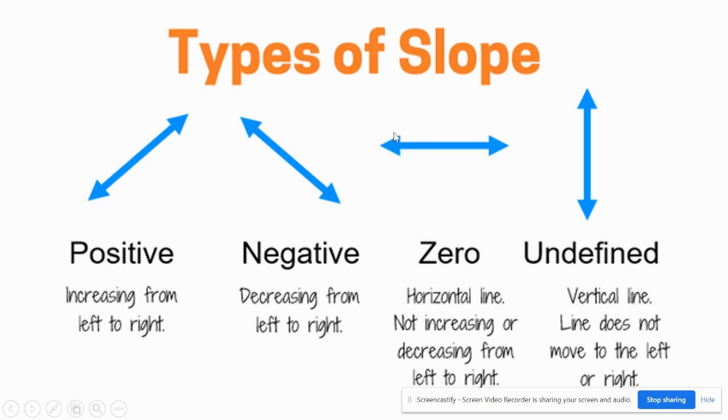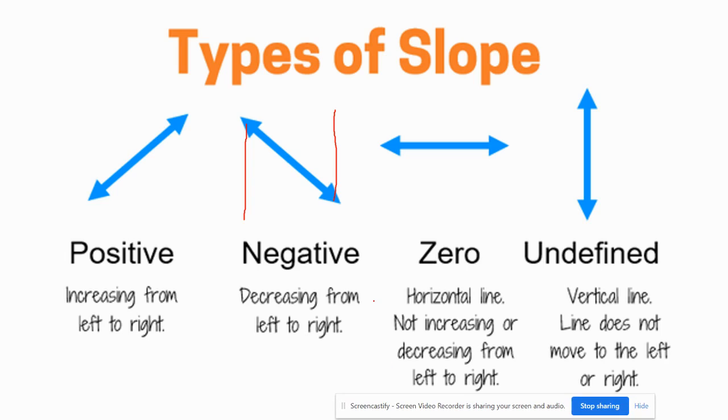Okay, so here are the visuals of the types of slope we can have. If it's increasing from left to right, it's going upwards like this, it's positive. If it's decreasing from left to right, it's going downwards, that's negative. I also like to think if you can create the letter N, it's negative. If it's straight across, 0. So a horizontal line, that means it's not increasing or decreasing at all. It's staying the same, it's just 0. And then a vertical line does not move left or right at all. That is undefined. So think if you can't walk up it or across it, it is an undefined slope.